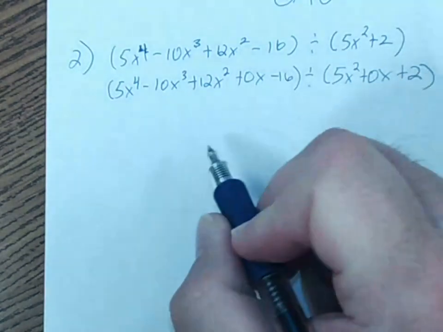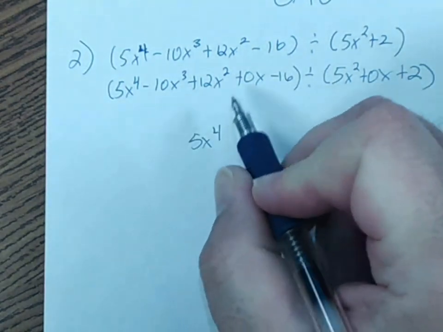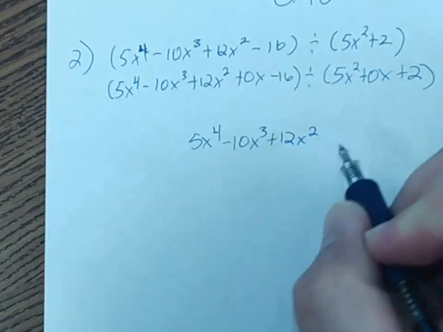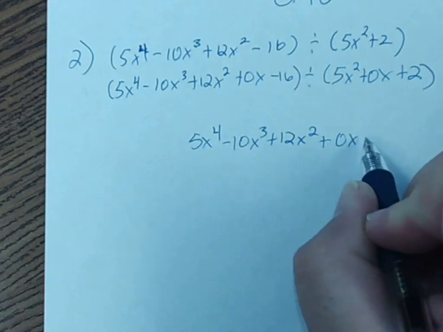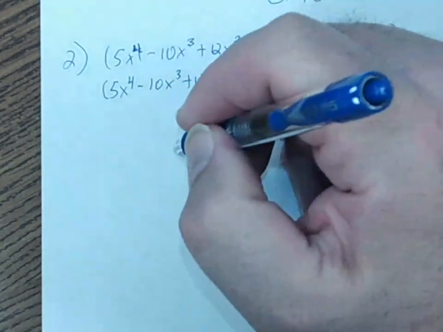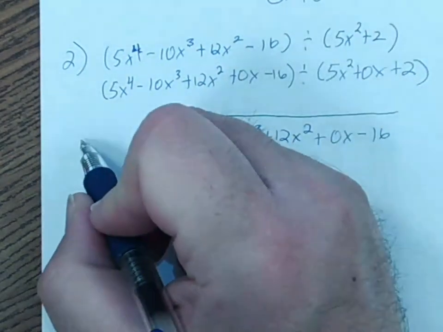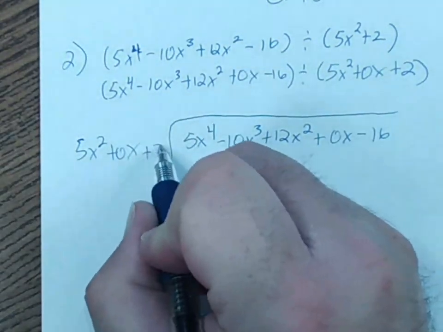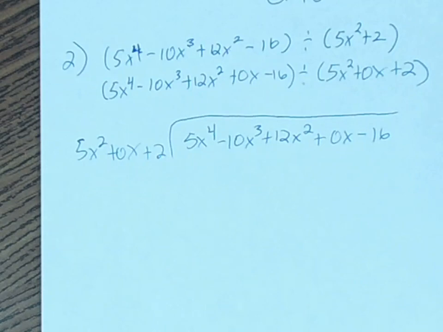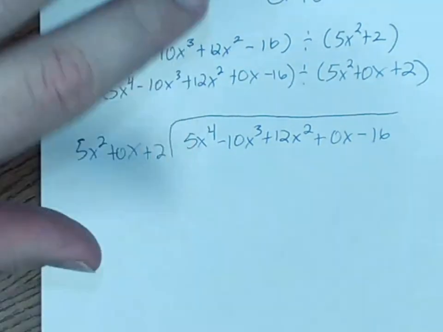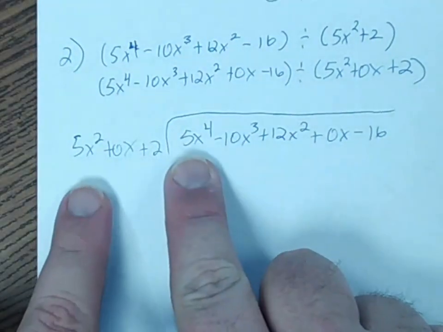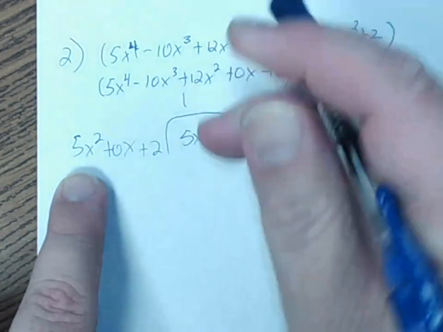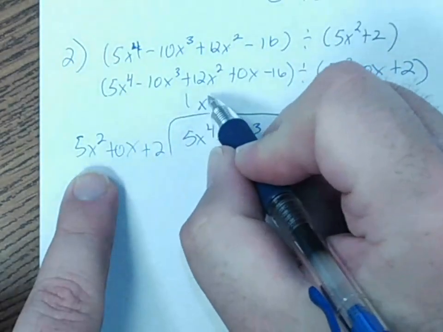Let's set this up. 5x to the 4th minus 10x cubed plus 12x squared plus 0x minus 16. And we will divide all of that by 5x squared plus 0x plus 2. All right, our steps: divide, multiply, subtract, bring down, repeat. So let's divide 5x to the 4th by 5x squared. 5 divided by 5 is 1. X to the 4th divided by x squared is x squared.